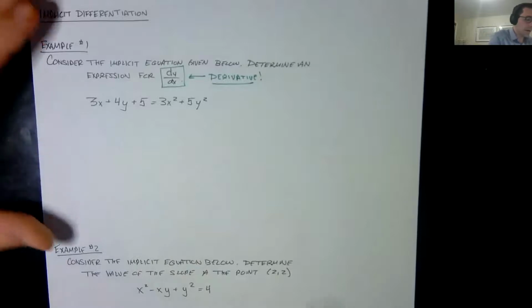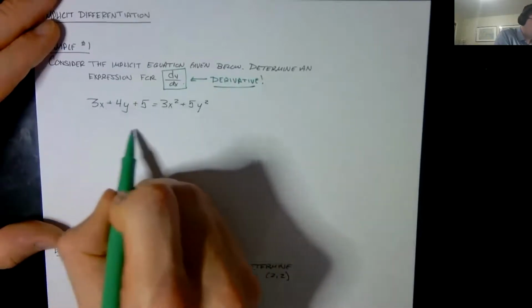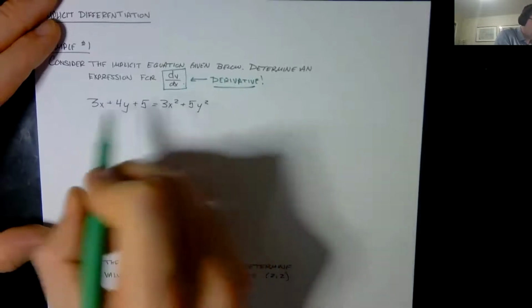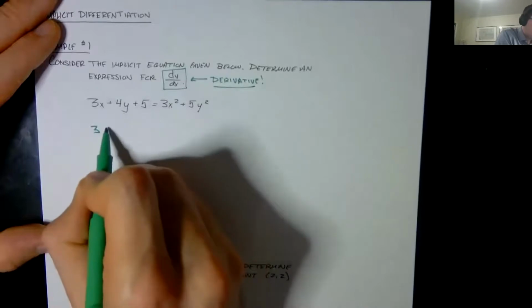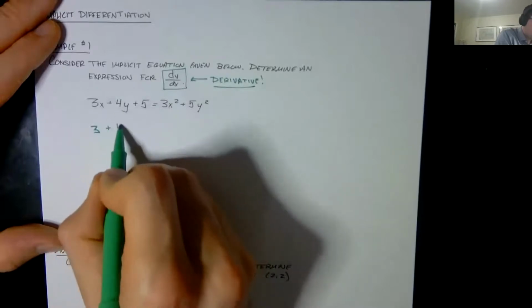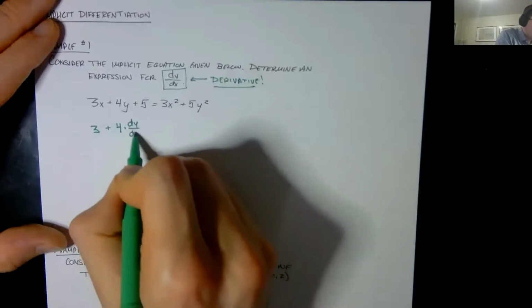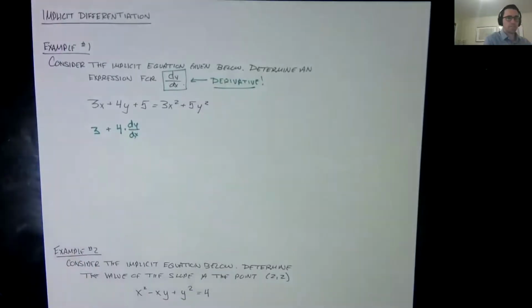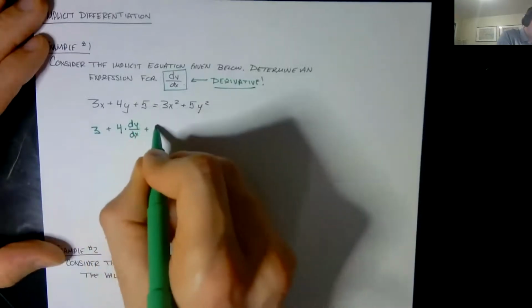So from there, I'm going to take the derivative of each term moving from left to right. I'm just going to write those directly underneath as best I can so we can follow. Derivative 3x, that's just 3. Derivative 4y, that's going to be 4, but applying the chain rule, we get dy dx just like that. Plus, I know derivative 5 is just 0.